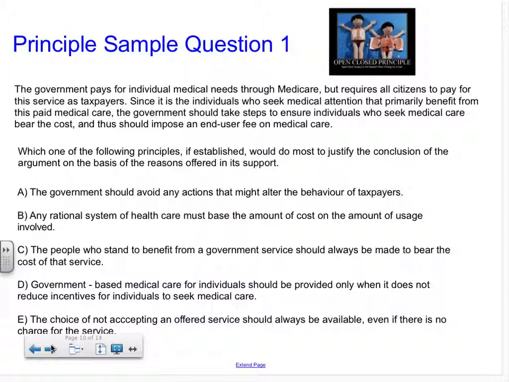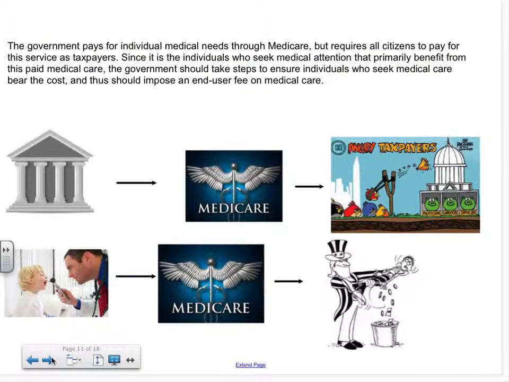Please take a moment to read through Principle Sample Question 1. Press pause, and when you are ready to continue, press play. We will continue. Let's take a look at the following question together.